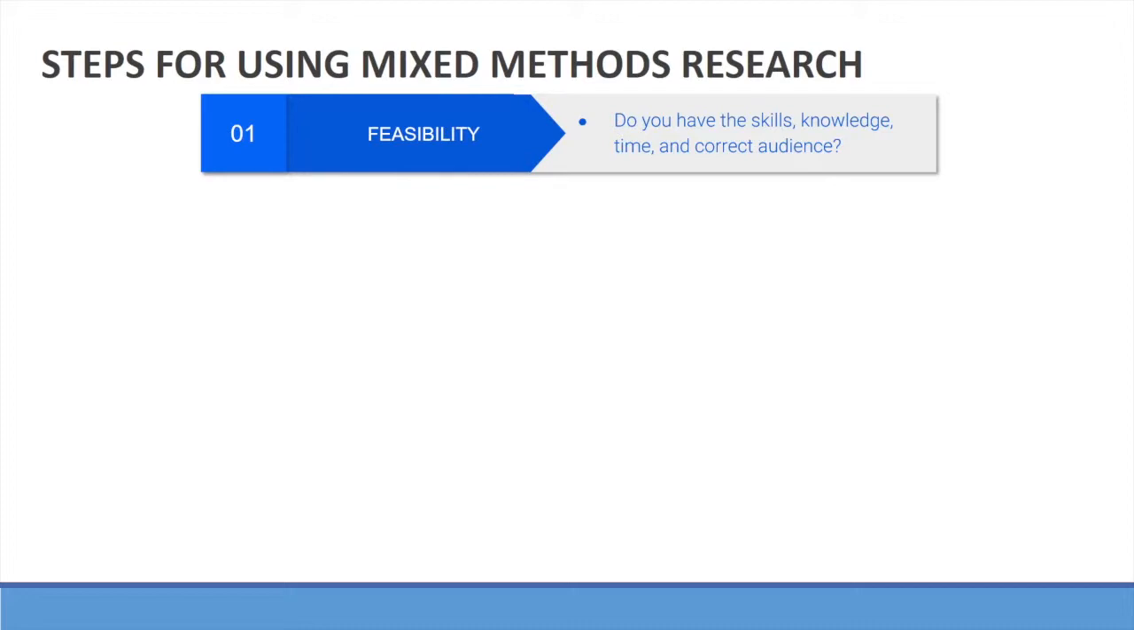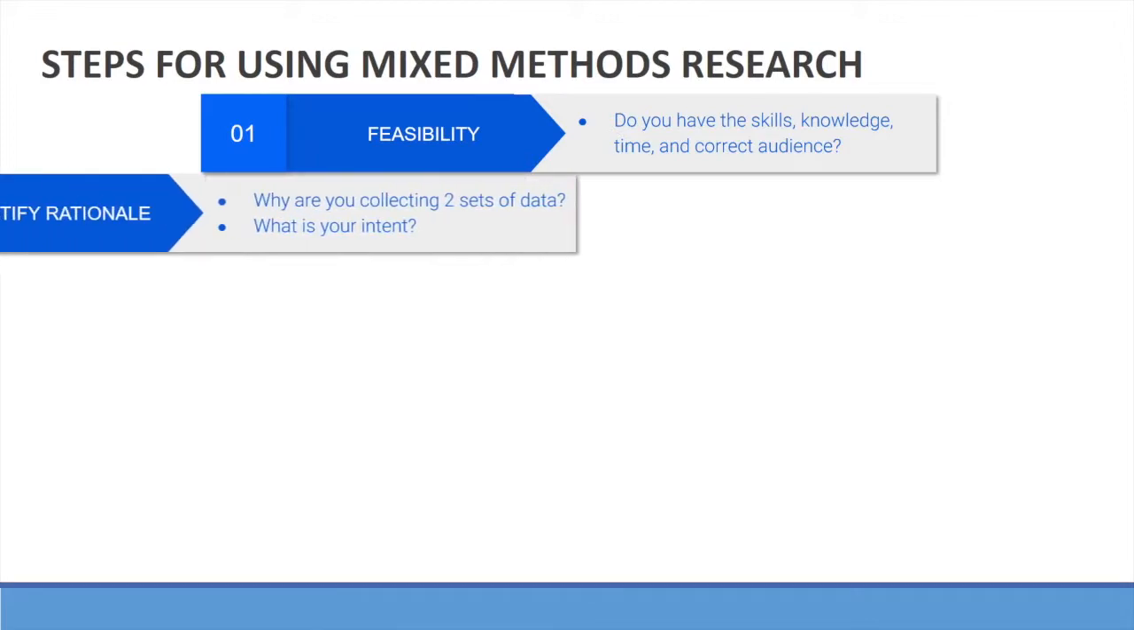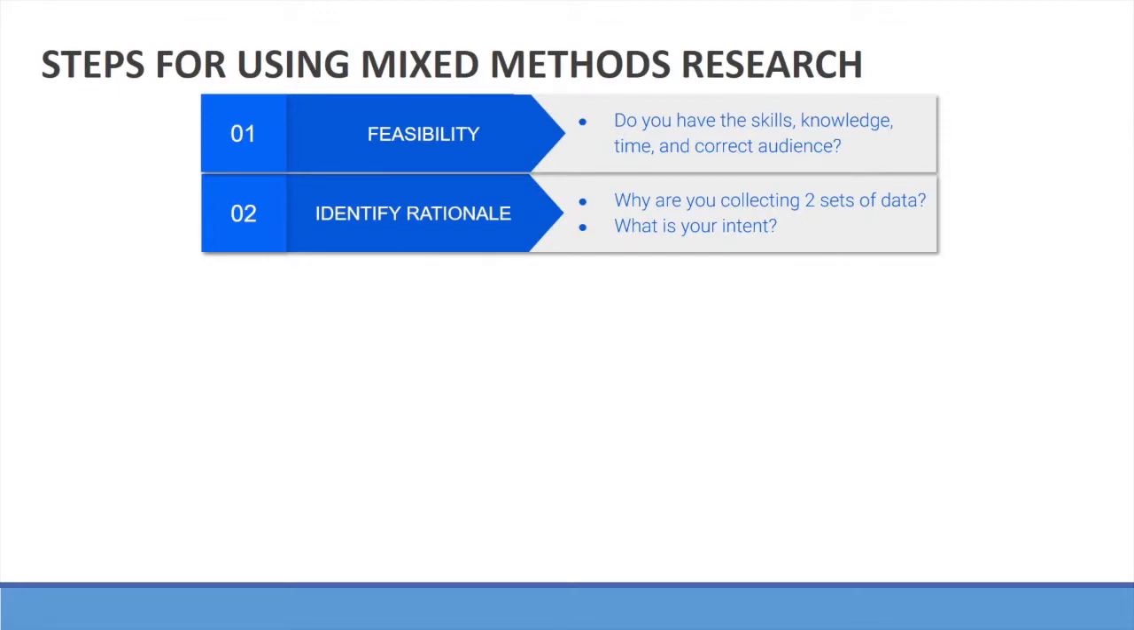Seven steps are typically used when performing a mixed method study. First, you want to identify if a mixed method design is feasible. Do you have the skills, the time, the knowledge, and the correct audience to present a mixed method study to? If the method is feasible, you want to identify the rationale for collecting both sets of data. Each type of mixed method design has a specific intent behind it. Do you want to use the qualitative data to further explain the quantitative results? Then an explanatory sequential design would be best.